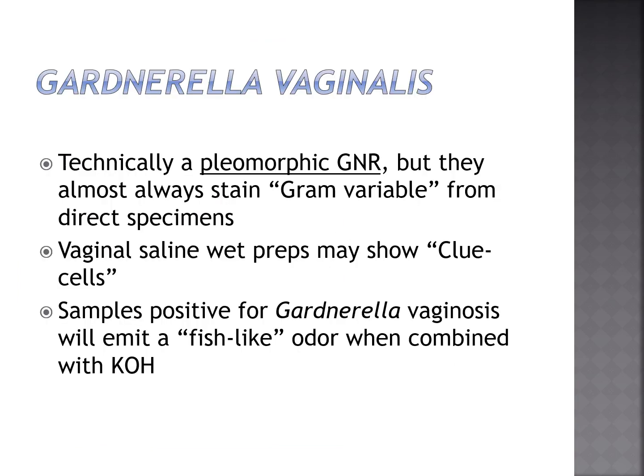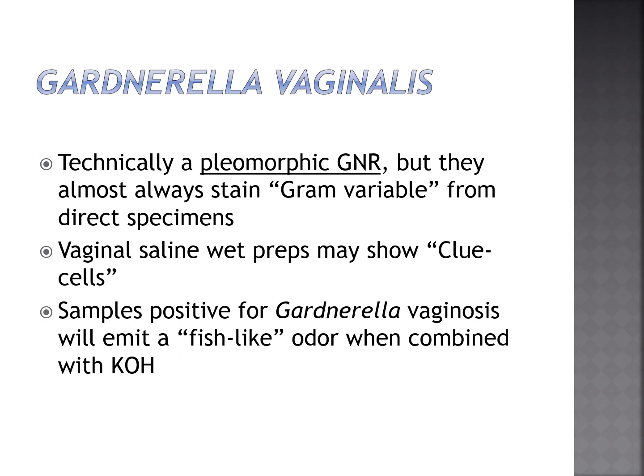Gardnerella vaginalis is technically a pleomorphic gram-negative rod. However, on a direct gram stain, it does appear to be gram variable. We can usually discover if a patient has Gardnerella vaginalis by finding what's known as clue cells. A clue cell is a squamous epithelial cell covered in tiny pleomorphic bacteria. The squamous cell looks like it's been pressed in sand, and we're going to take a look at some images of that coming up.